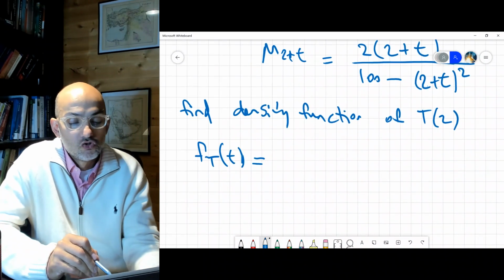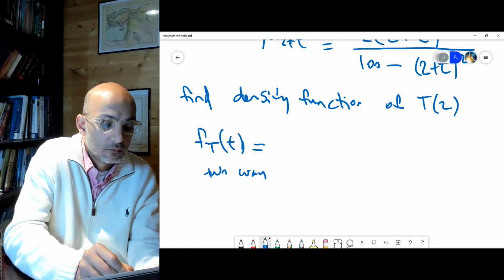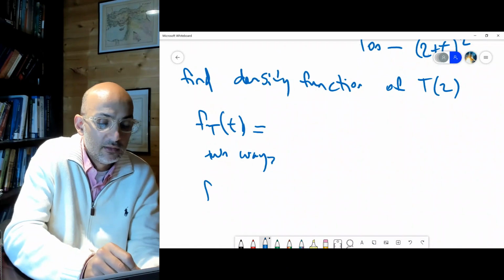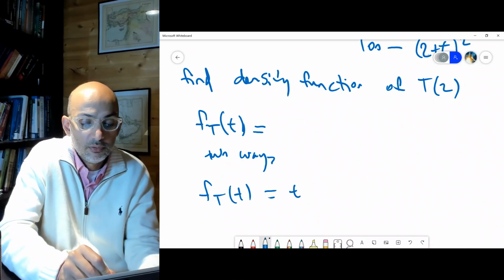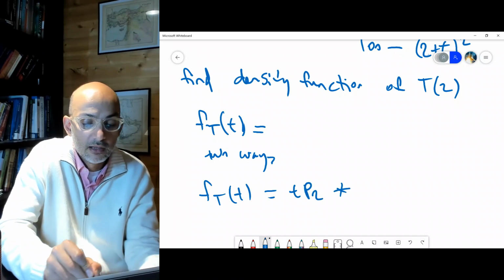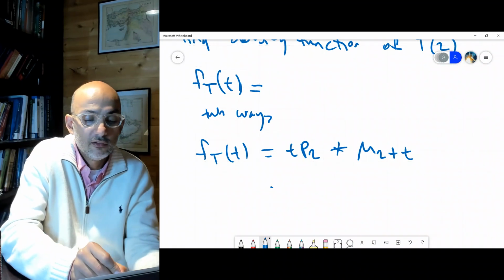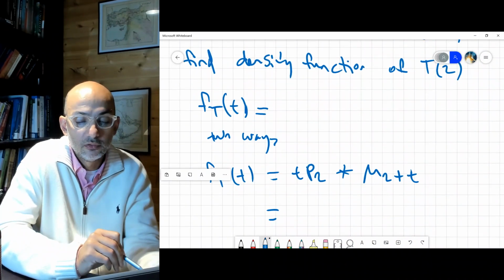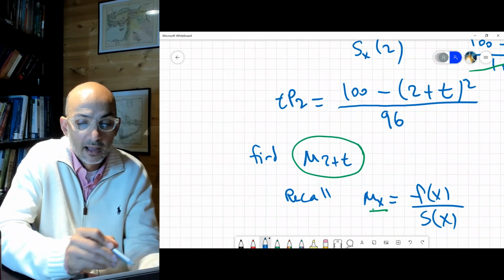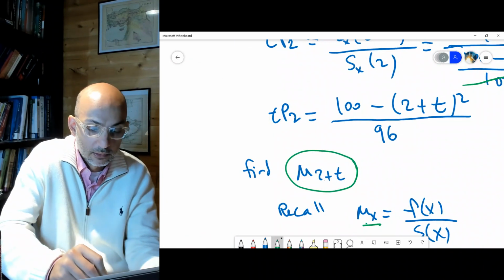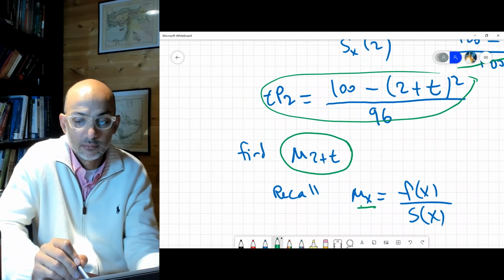There are two ways. Let's start with the easy one. It depends on the information you have. The easy one is tp2 multiplied by mu 2 plus t. This is the easiest way. Why the easiest way? Because we already calculated tp2. What is tp2? Go back. This is it. Remind me how I can carry it. It's 100. If I make a mistake, correct me.